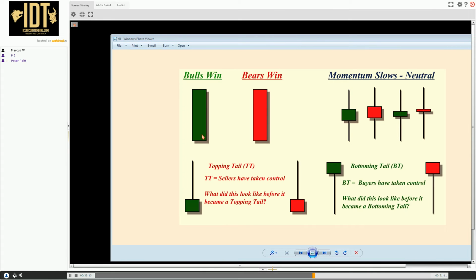So, here is the big study for today. Big 4 sections, guys. Not hard, right? Not hard at all. You have your elephant bars, open and close green, open and close red. You got your dojis, your neutrals. You got your bottoming tails. And you have your topping tails.